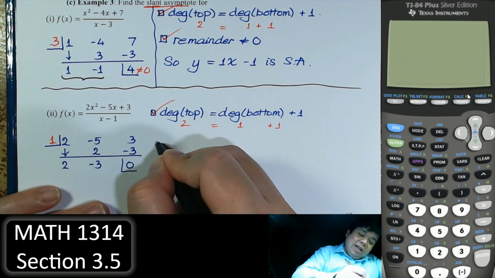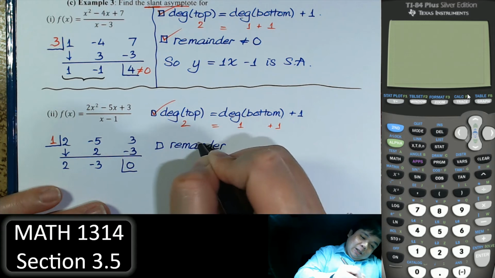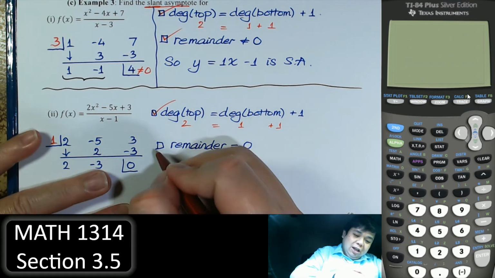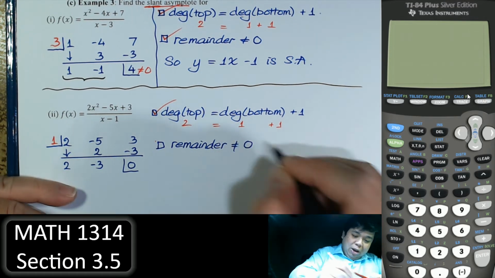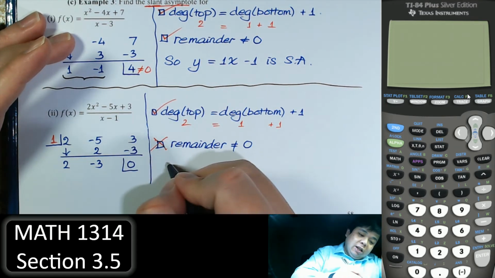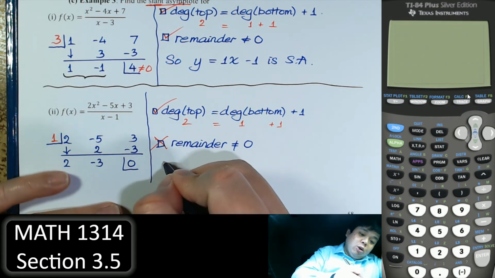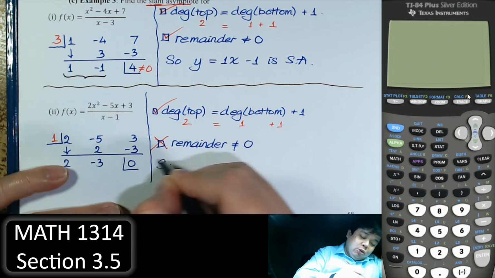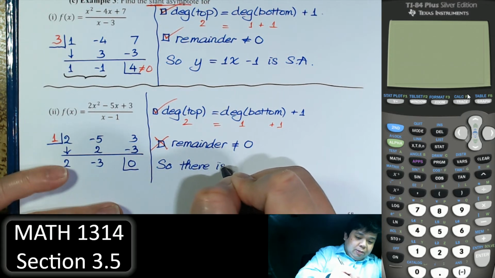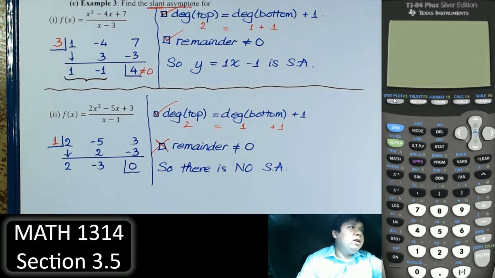Well, in this case, remainder equal to 0. I mean, the remainder not equal to 0, which we don't have. So in this case, even though we have the quotient, that is not a slant asymptote, because the remainder is equal to 0, so we say there is no slant asymptote. So what does the graph of that actually look like?